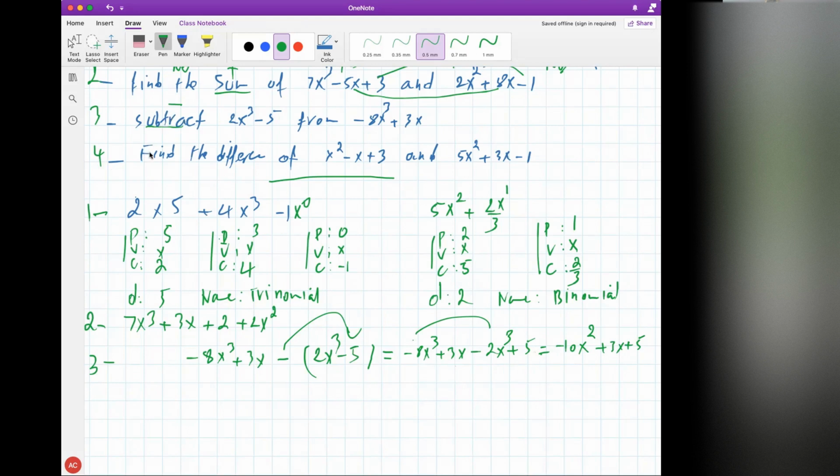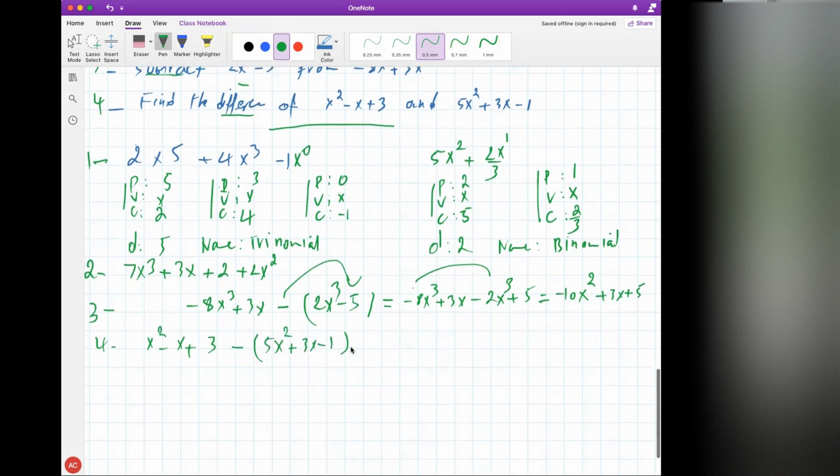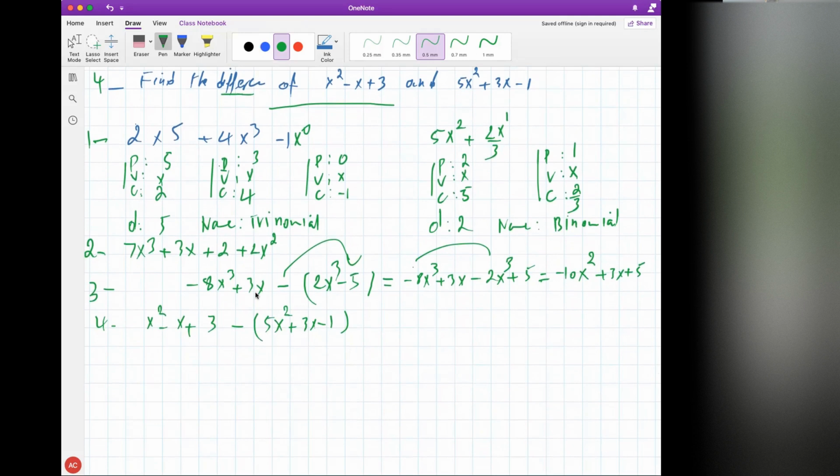Okay, let's subtract. Finally, find the difference of this and this. So again, which one goes first? Which one of these goes first? The x squared minus x plus 3. So again, when it says difference, which is minus, you keep the same order. So this stays there. Minus. Make sure you put the other one in. Okay, so that's basically the setup.